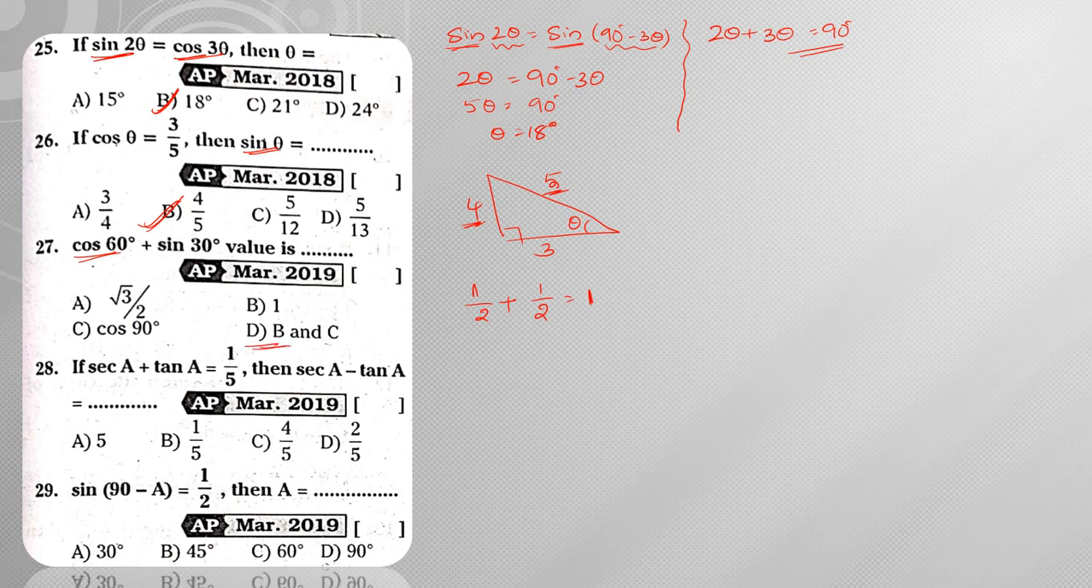Now here option D is given. So we need to verify option C also. So what is the value of cos 90? Cos 90 is equal to 0, hence only option B will be my answer.